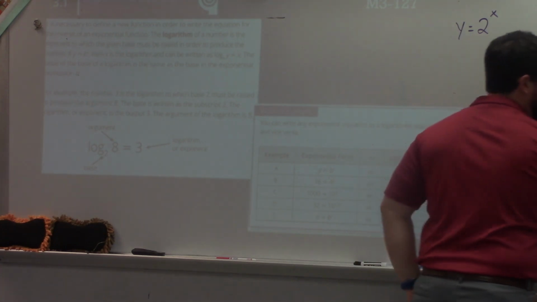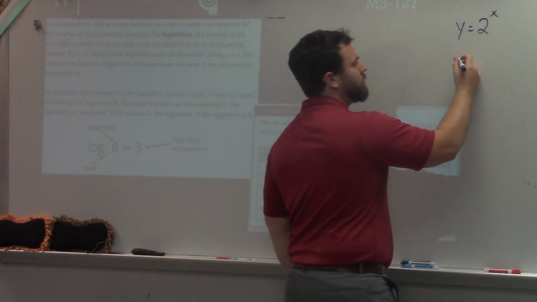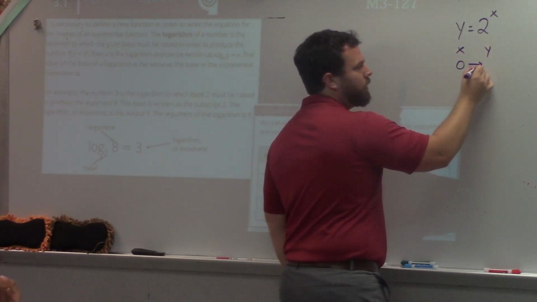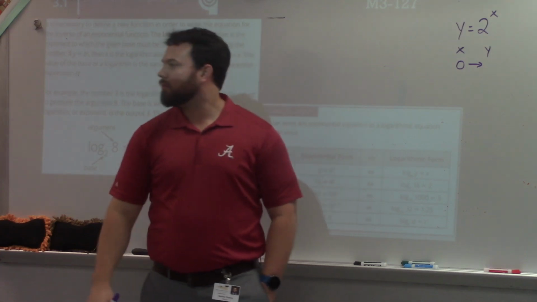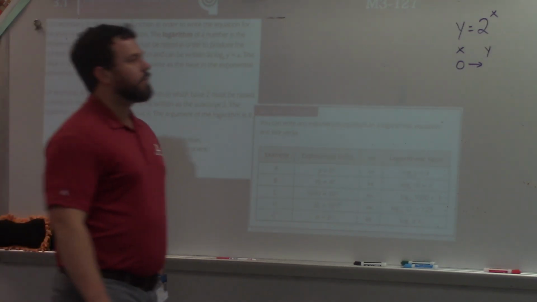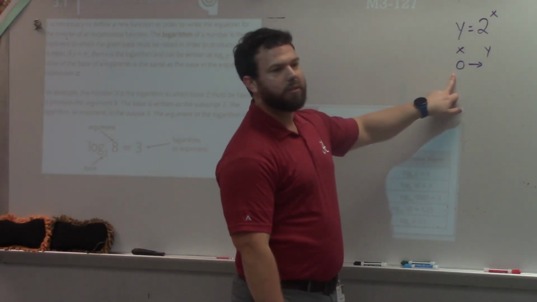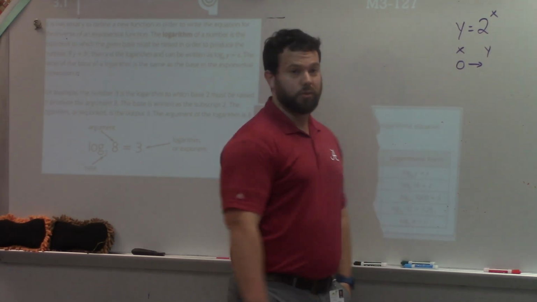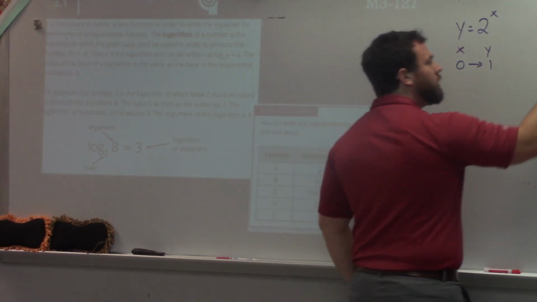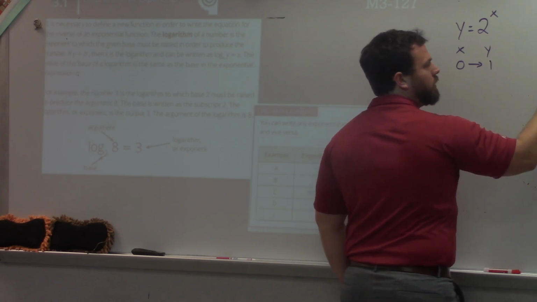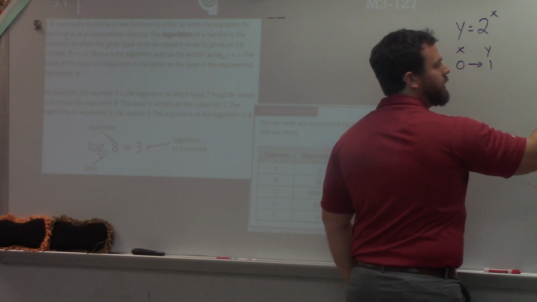Before we get too far looking at what the textbook is, I want to establish this more conceptually than what the textbook has. If my input is 0, what's my output for 2 to the x? If I'm looking at y equals 2 to the x, my input is 0, what's my output? 1. Thank you. 2 to the 0 is 1. So when I look at a logarithm, what's my input going to be for x? 1. And my output is going to be 0.